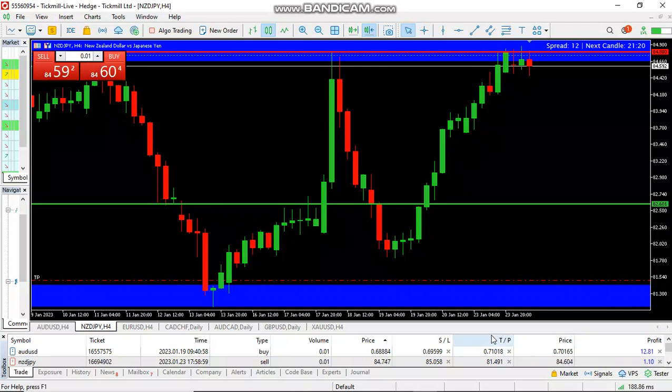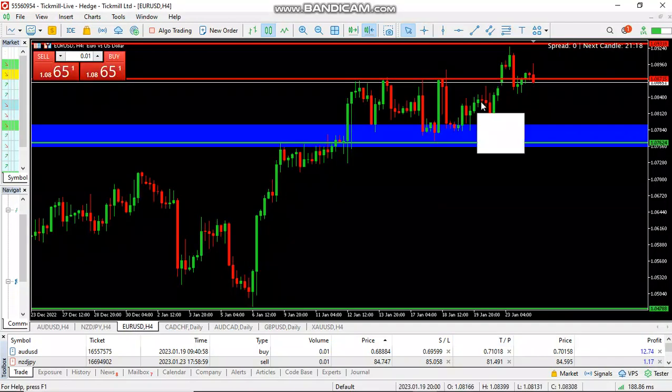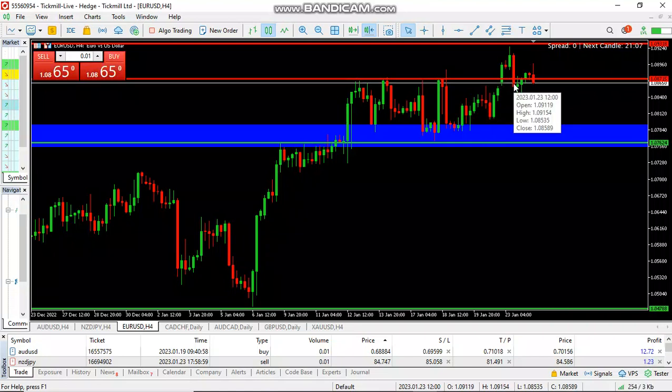And I had the Euro USD open as well. I also jumped in there on the Euro USD. I had some good profits. I moved my stop loss when I saw it broke through this level of resistance. I moved my stop loss to just below the level of resistance. Unfortunately, it came back and hit my stop loss. I think it was a $5 profit that I made there.